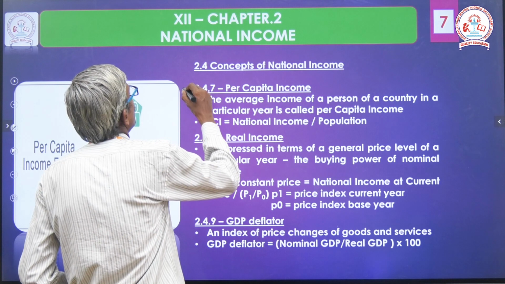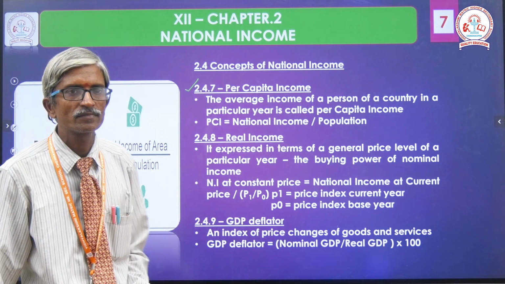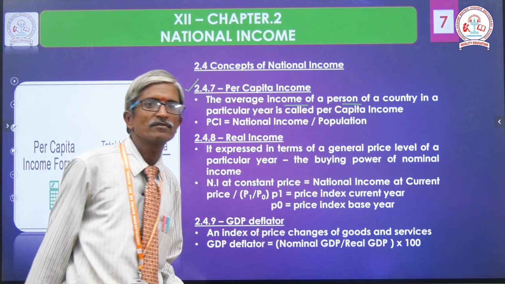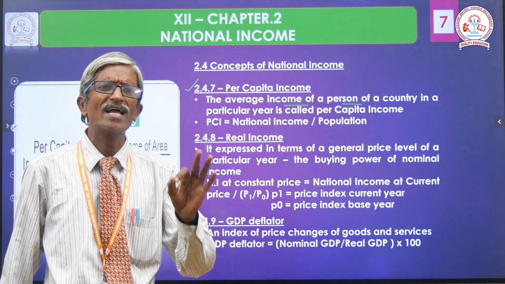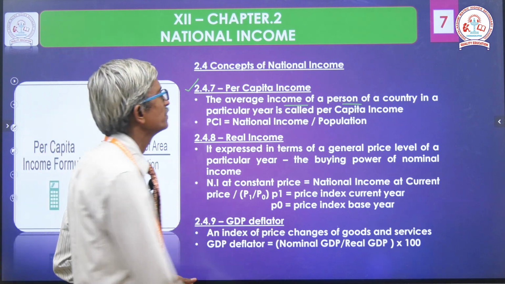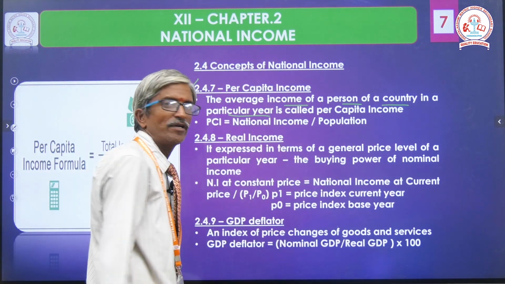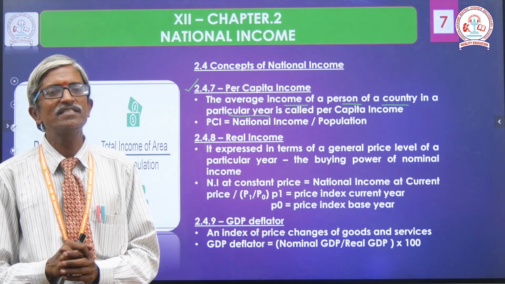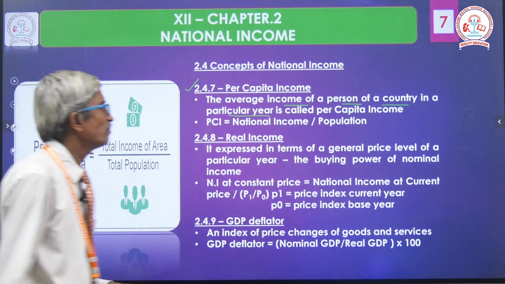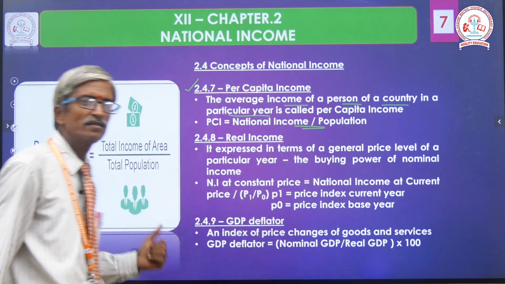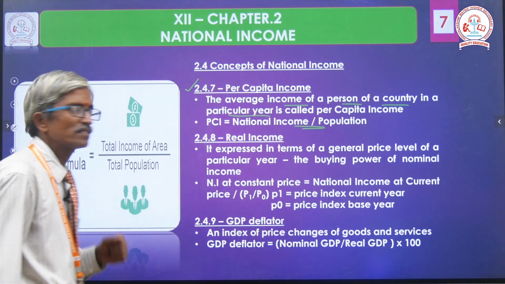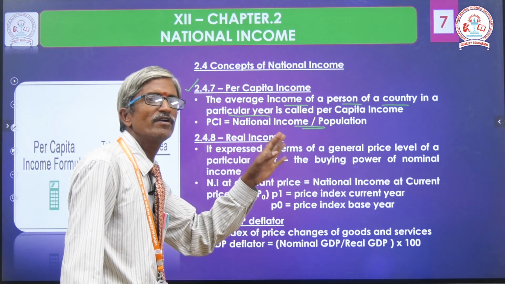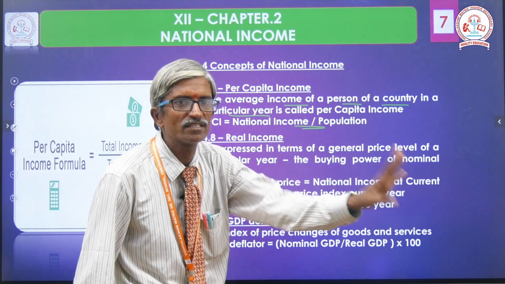2.4.7, per capita income. Okay, individual. The average income of a person. What is per capita? The average income of a person of a country in a particular year is called per capita income. So what is the formula here? PCI equals national income by population. I included a picture also here for easy understanding. Per capita income equals total income of an area divided by total population. The same way we have to represent national income by population, that's all.